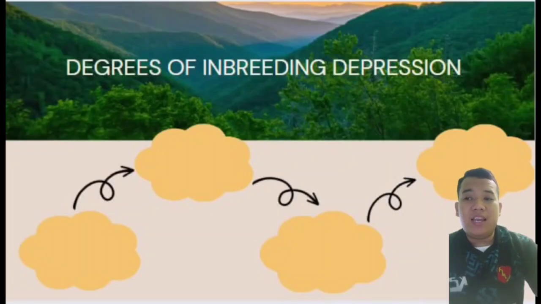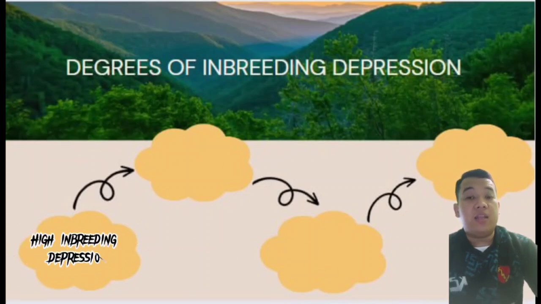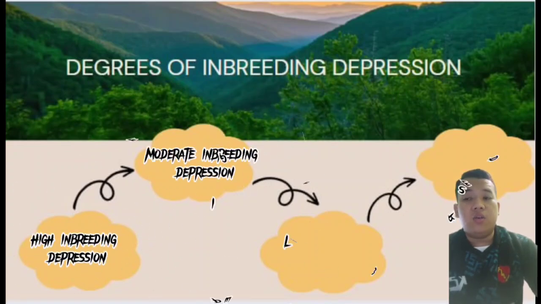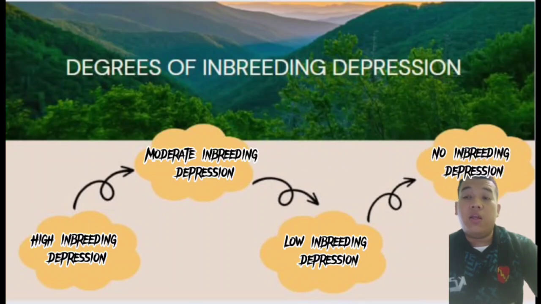Next part is the degrees of inbreeding depression. The inbreeding depression may range from very high to very low, or it may be absent. There are four: first, high; second, moderate; third, low; and fourth, no inbreeding depression. First, high inbreeding depression is when a large proportion of plants produced by self-pollination show severe inbreeding depression and exhibit little effect. Example plant is carrot.